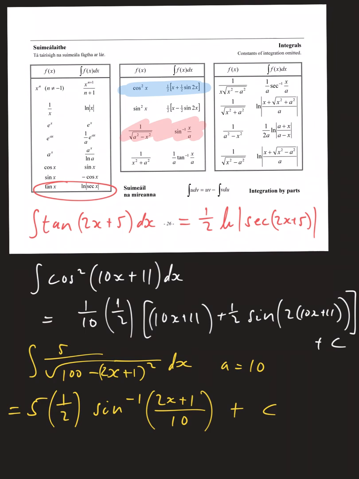In the next video we'll see how, if you have different kinds of quadratics below the line in the denominator, you can do a thing called completing the square in order to fit it into one of these formulas. So that's the next video.